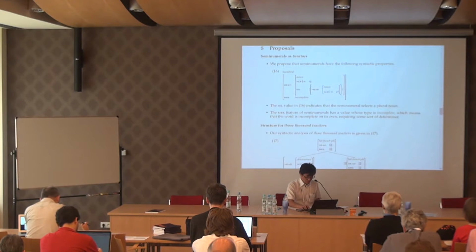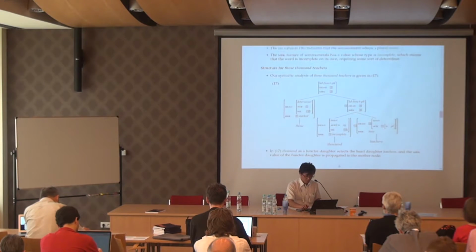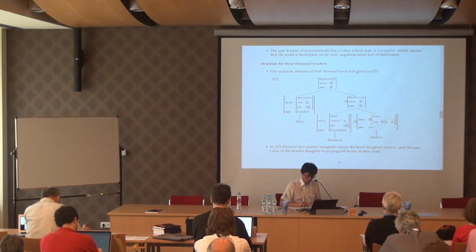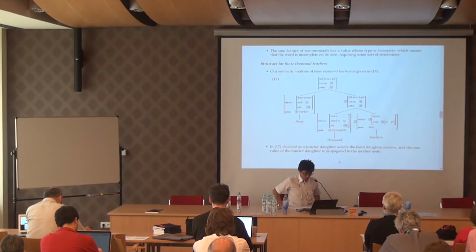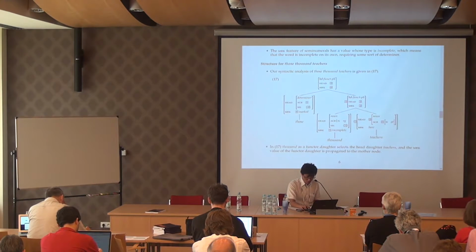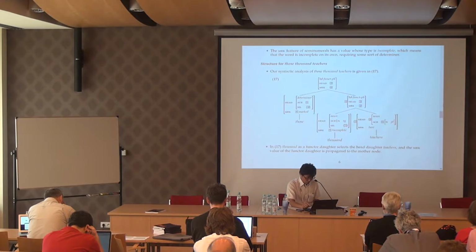My syntactic analysis of those 1,000 teachers is given in number 17. Here, 1,000 is a functor, and it selects teachers, and the marking value of 1,000 is inherited to the mother node. The marking value of 1,000 is incomplete, which means it requires a determiner. The PL value, PL stands for plural, is inherited from teachers via the head feature, which enables this phrase to combine with the plural determiner.